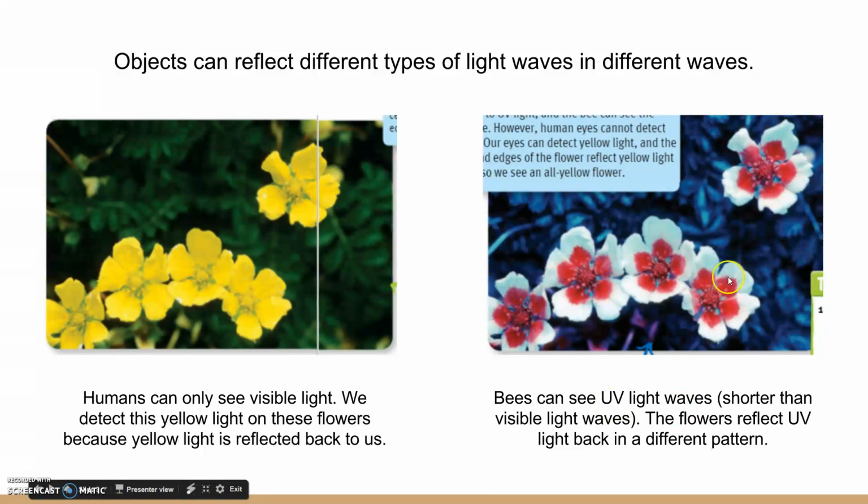However, this would be from the perspective of a bee, and they can see UV light waves. They're shorter than visible light waves, and the flowers reflect UV light back in a different pattern. So it appears that the flowers are different colors when you are viewing it through the spectrum of UV light waves. So just based on what we can see versus what other animals can see, they can look very different. When you think about what bees do when they pollinate flowers, the ability to tell the different colors of flowers is actually important to their species.